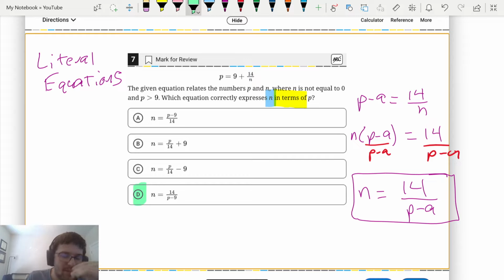Okay, you're always going to get a question about this, literal equations. I would look up a worksheet or go on Khan Academy and practice these a whole bunch, or practice out of an algebra book, because they're always going to ask you one about this. And there's no set way to do it every time. It just gets easier with practice.